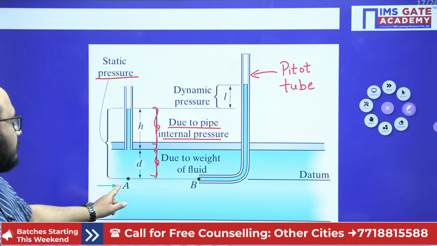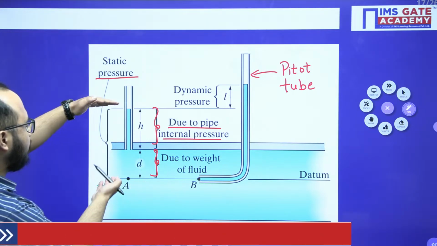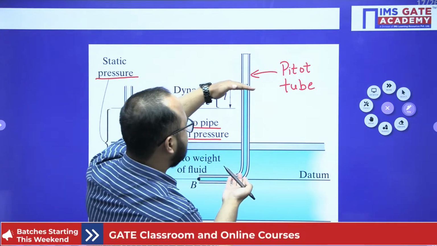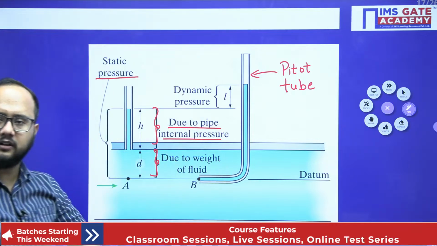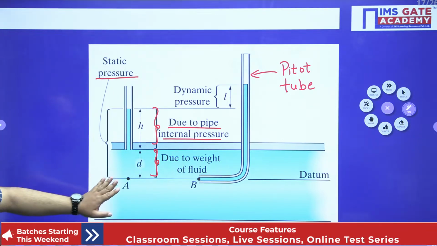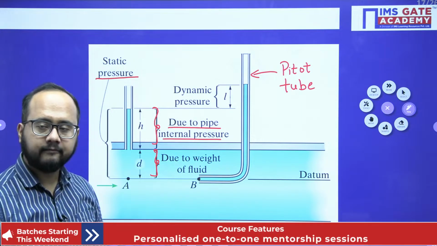Okay. So this is point A, this is point B. At point A, this much static pressure head. At point B, this much stagnation head. Take a difference. This one will be the dynamic pressure head or the kinetic head. Simple. So I hope this diagram will give you better clarity.